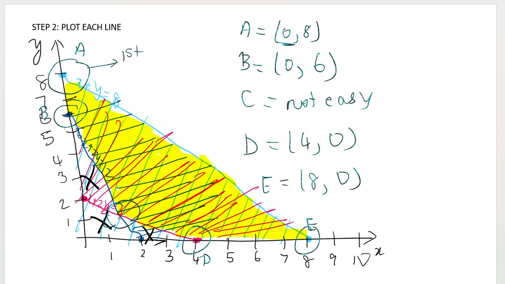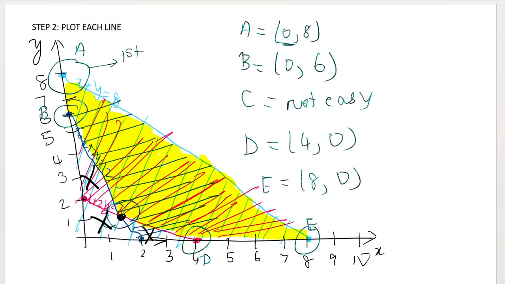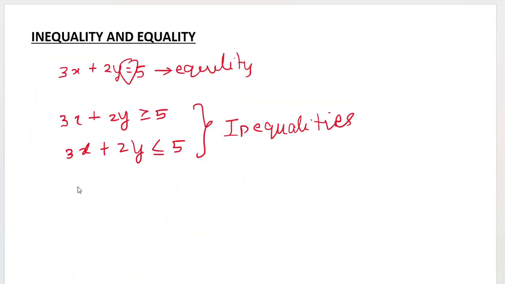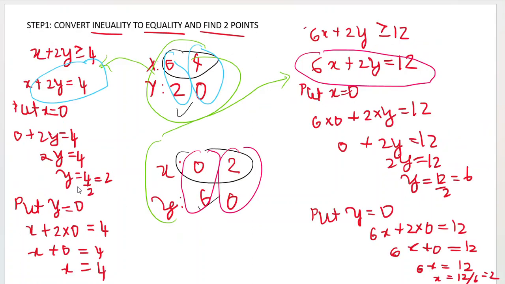But if you observe, C is the point of intersection of the dark blue and the pink line. So in order to find C, we need to solve the equation of the dark blue and the pink line simultaneously. The equation of pink line, if you observe, is x plus y equal to 4.